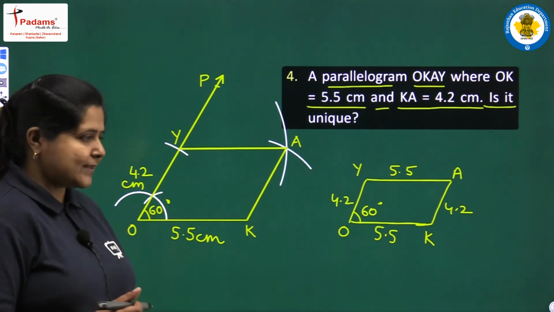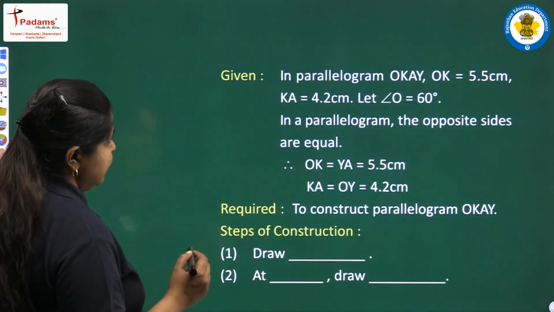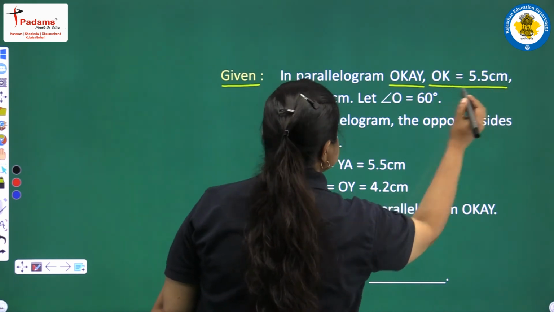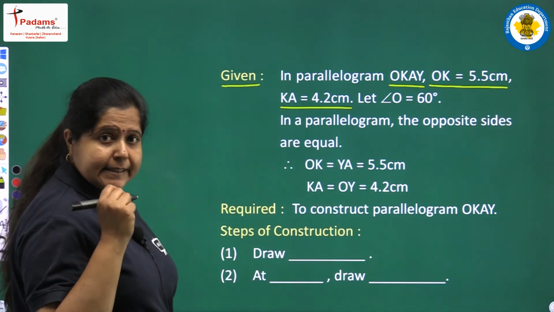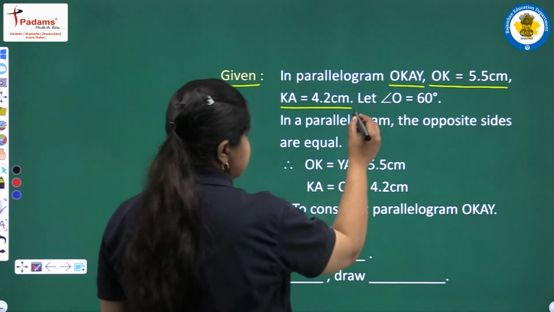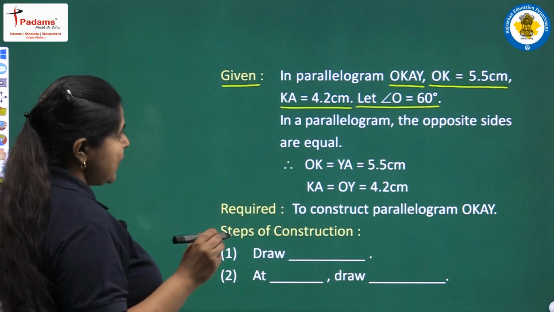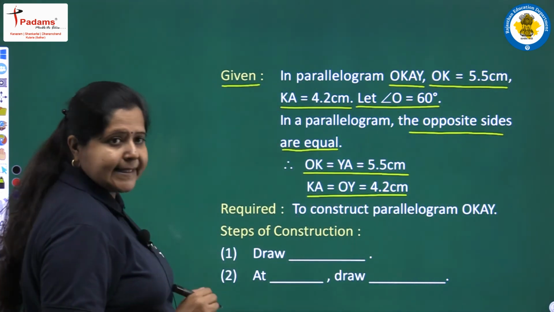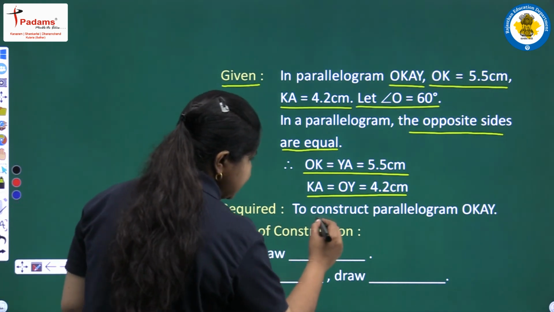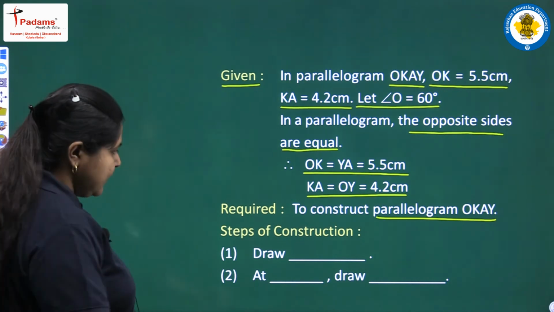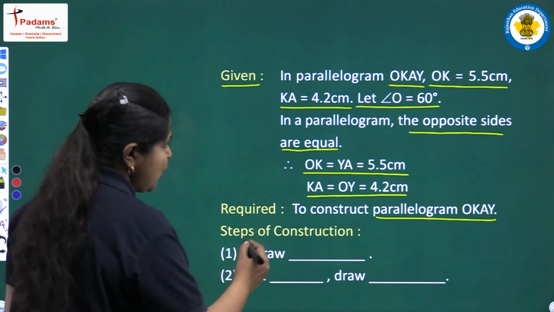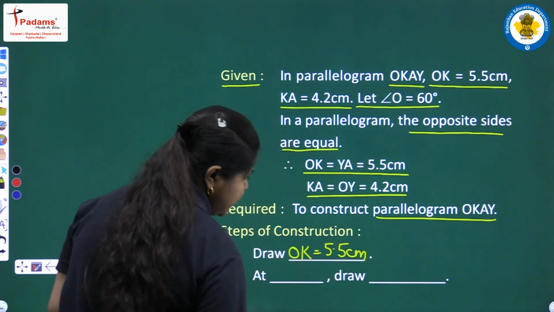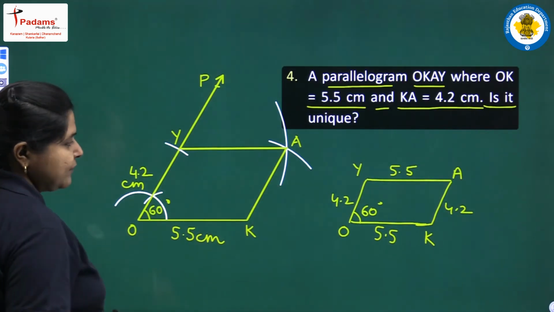Now we will write the steps of construction. First of all, whatever has been given in parallelogram OKAY, OK is given and KA is given. We are taking angle 60 degree on our own. So let angle O equal to 60 degree. Now in a parallelogram, the opposite sides are equal. So we have written the opposite sides equal, and with this it is required to construct parallelogram OKAY. Now steps of construction, we started with OK of length 5.5 centimeter. You can see here OK 5.5 centimeters.